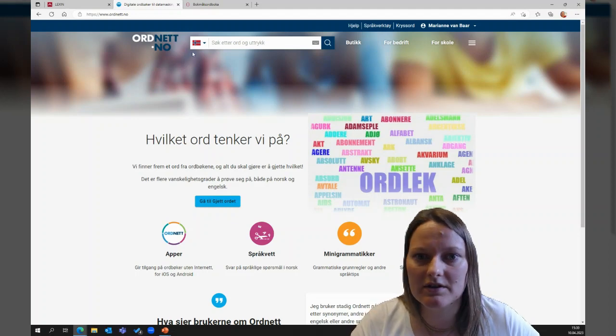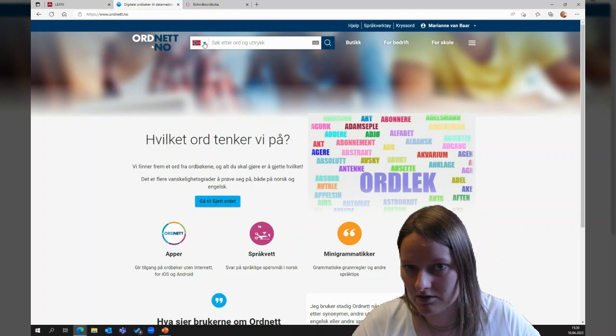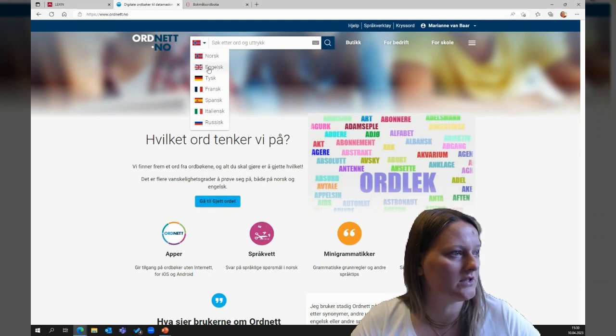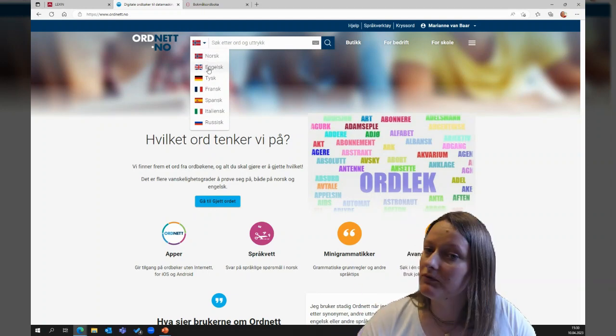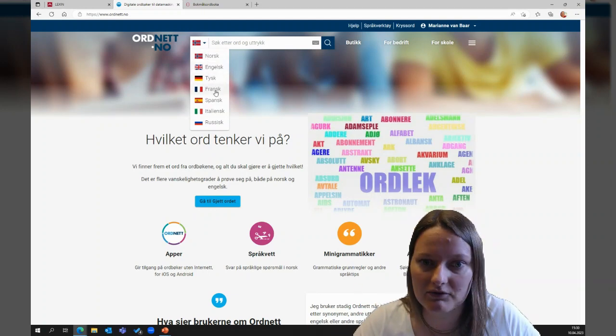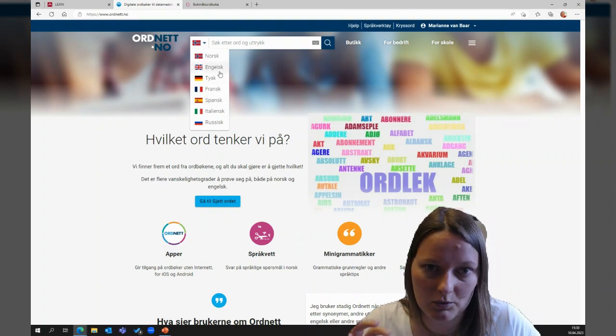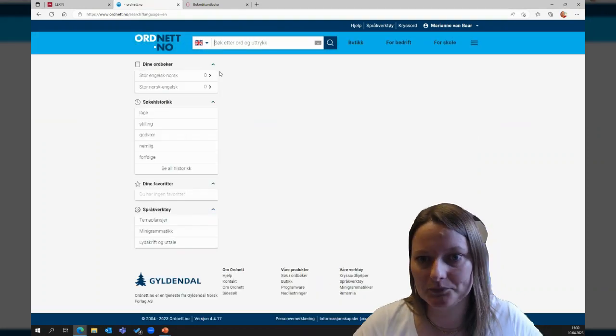After you've logged in here, you can see this flag here, it's on Norwegian. What we want to focus on is Norwegian English, for example. But if you want, feel free to use German, French, Spanish, Italian, Russian. We're going to focus on Norwegian English.